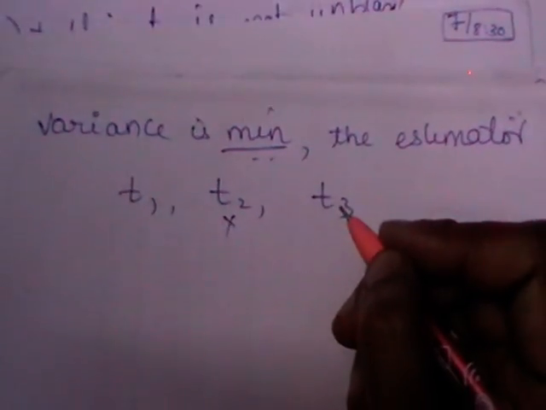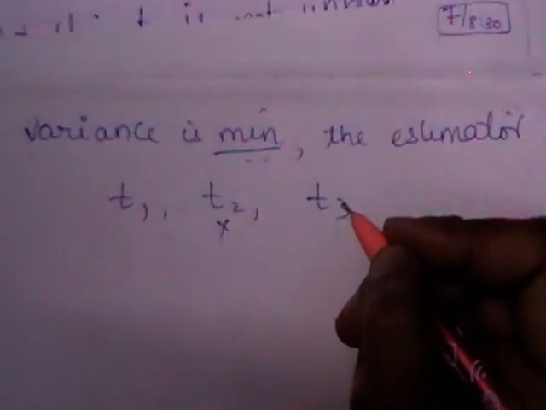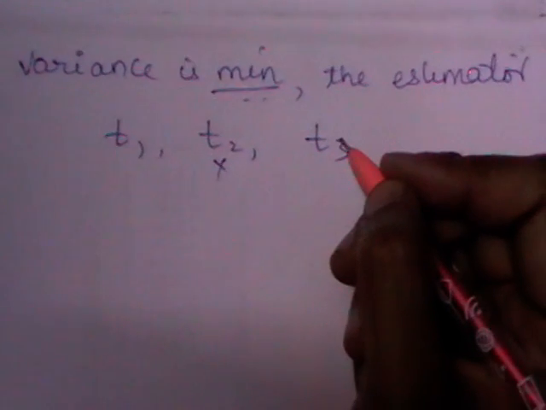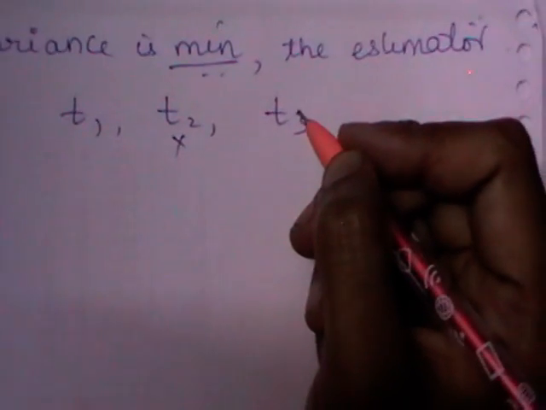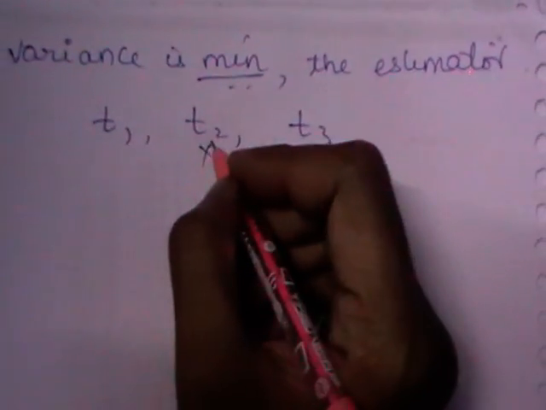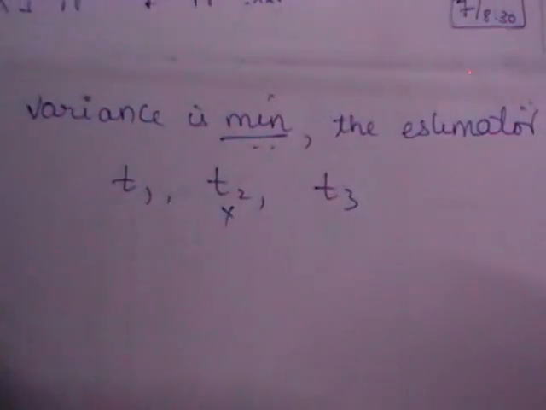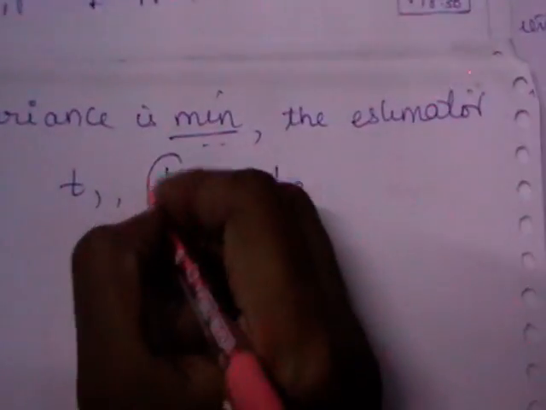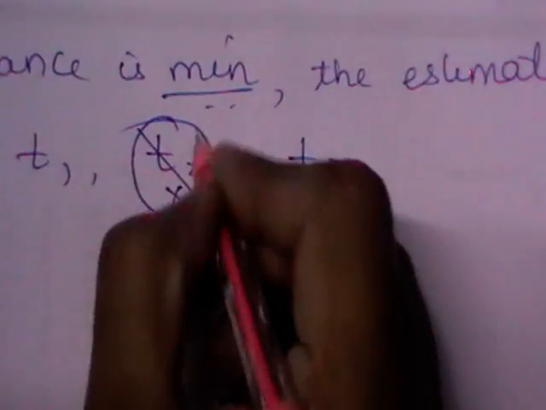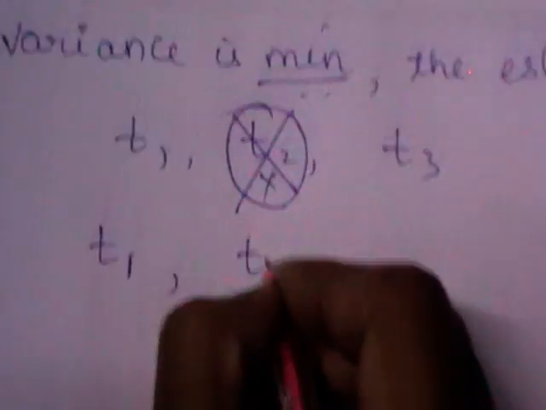When do you call an estimator a most efficient estimator? In a class of unbiased estimators, the one with minimum variance is called the most efficient estimator. So to call an estimator an efficient estimator, first of all it should be an unbiased estimator. We have observed that T2 is not an unbiased estimator. So in the first step you can cross off T2. Now you consider T1 comma T3.